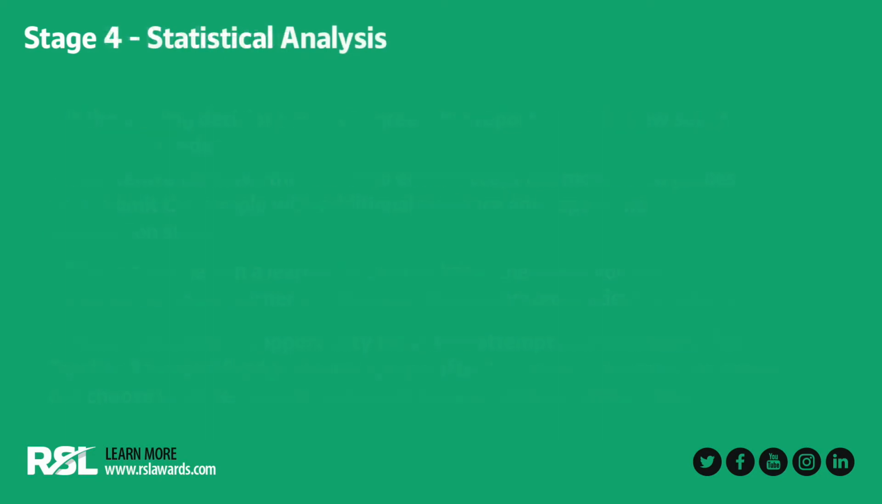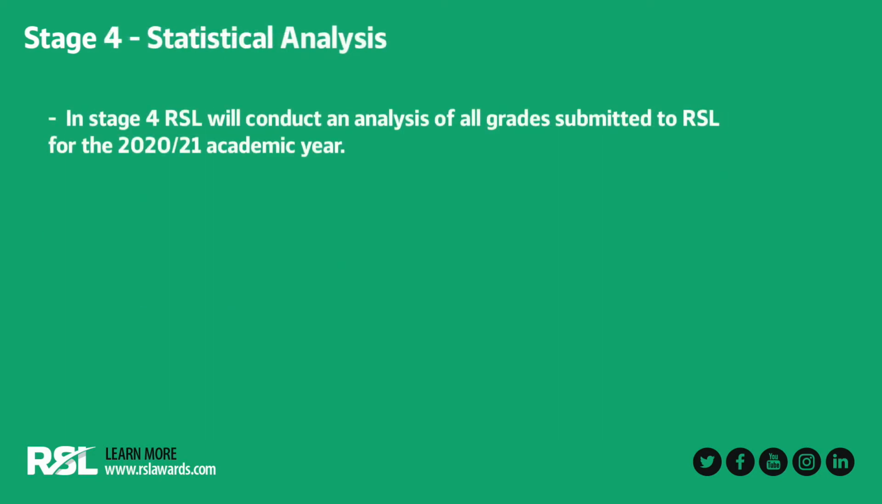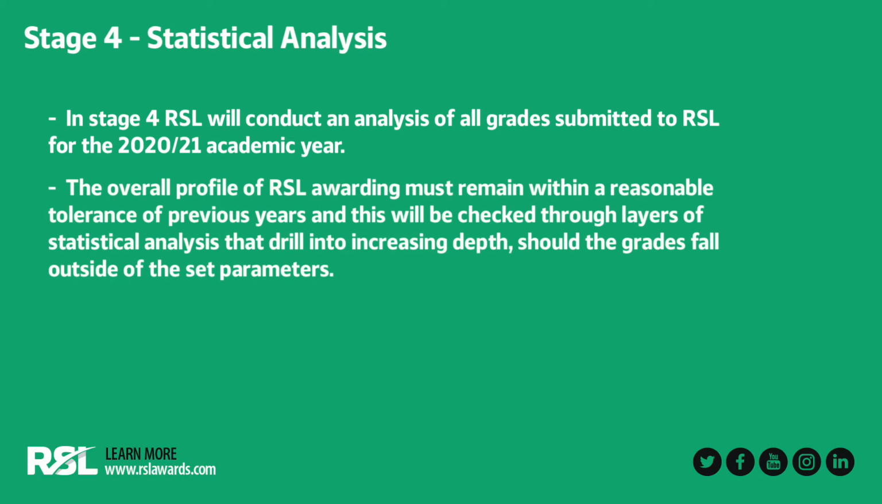In Stage 4, RSL will conduct an analysis of all grades submitted to RSL for the 2020-2021 academic year. The overall profile of RSL awarding must remain within a reasonable tolerance of previous years, and this will be checked through layers of statistical analysis that drill into increasing depth should the grades fall outside of the set parameters.